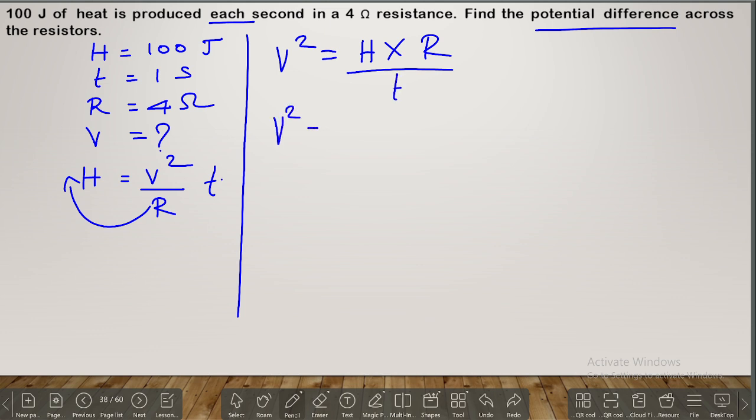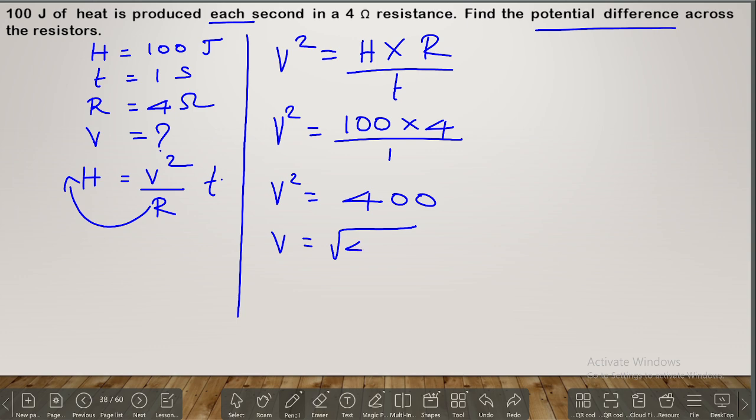So V square is equal to, what is the value of H? 100 into, and what is the value of R? 4 by, what is the value of T? 1. So V square is equal to 100 into 4, 400 by 1 is going to be 400. We need V alone, so take the square root over here. V is equal to root of 400, which is going to be 20 volt. What is the potential difference over here? V is equal to 20 volt.